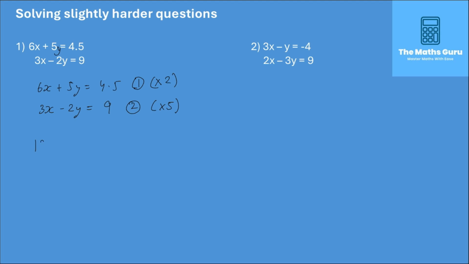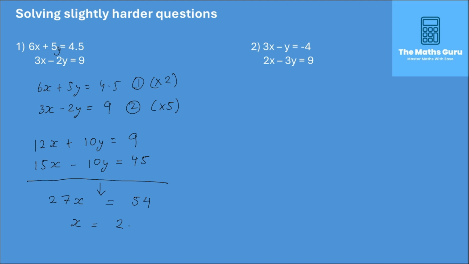So this is going to be 12x plus 10y is equal to 9. Then we have 15x minus 10y is equal to 45. And we add these two to get 27x. Our y's cancel out, it's been eliminated, and we get 54 here. Dividing through by 27, we get x is equal to 2.